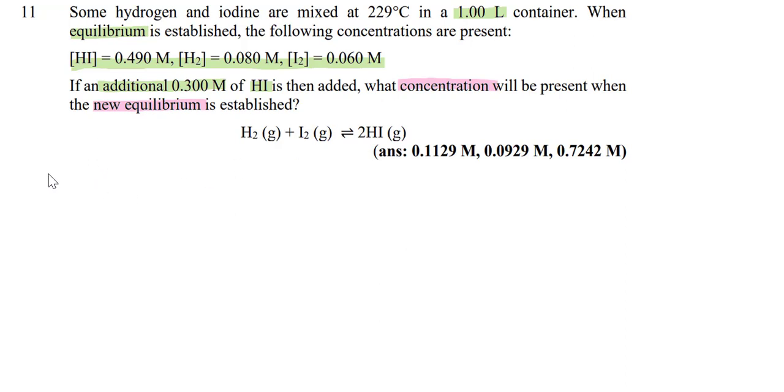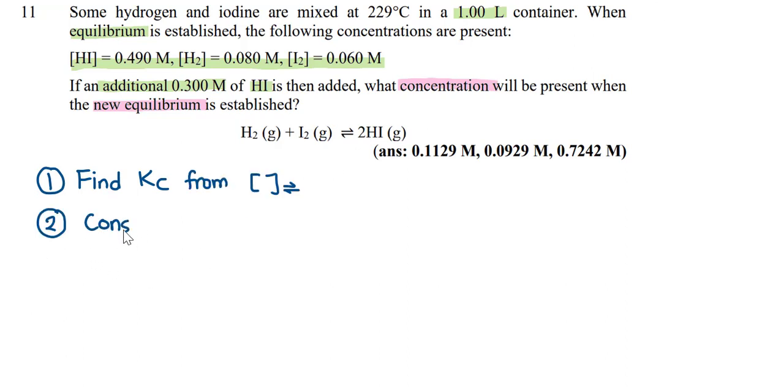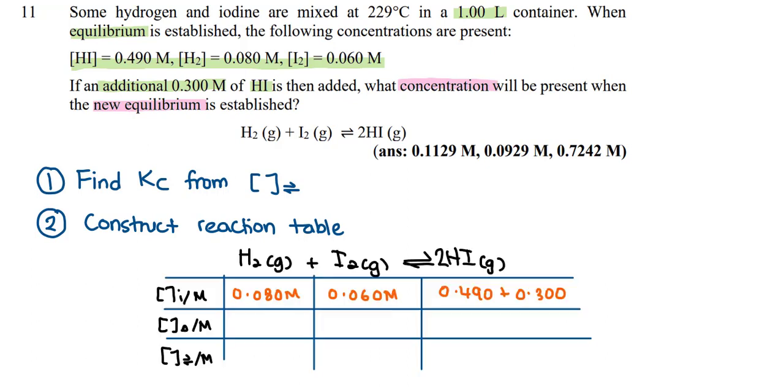To answer this question, first step, from the concentration of each species at equilibrium, find the value of Kc. Second step, construct a reaction table with the addition of 0.3 molar hydrogen iodide. So this is how your reaction table should be.